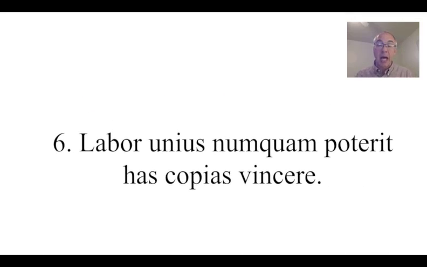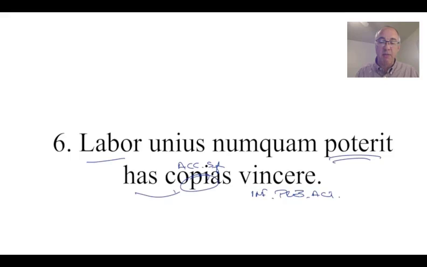Number 6. Labor unius numquam poterit has copias vincere. Here we go. In reading this out loud, I see the poterit. As I'm reading it in my head, I think, oh, I expect the complementary infinitive, and there it is, vincere. The labor, poterit, and there's my vincere. The infinitive, specifically the present active infinitive. Copias, accusative, plural feminine. Has modifies it. Numquam is an adverb that means never. Poterit, third singular future active indicative.